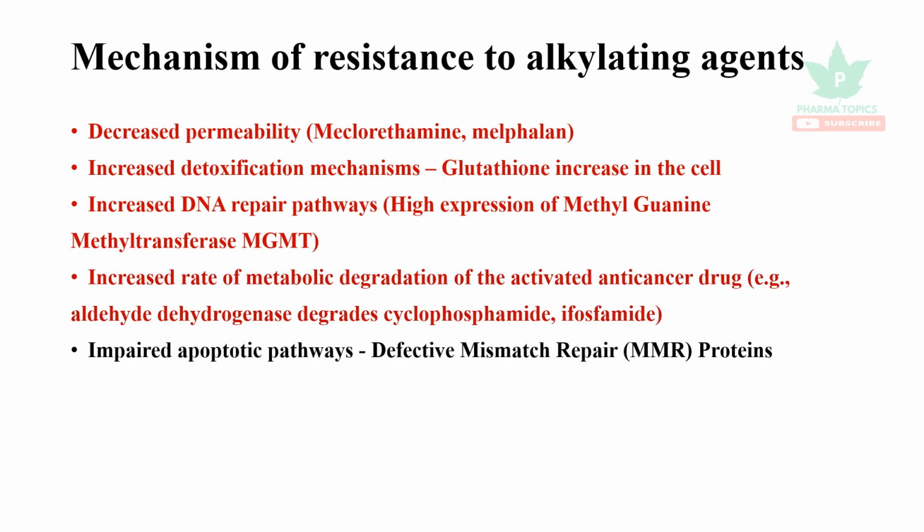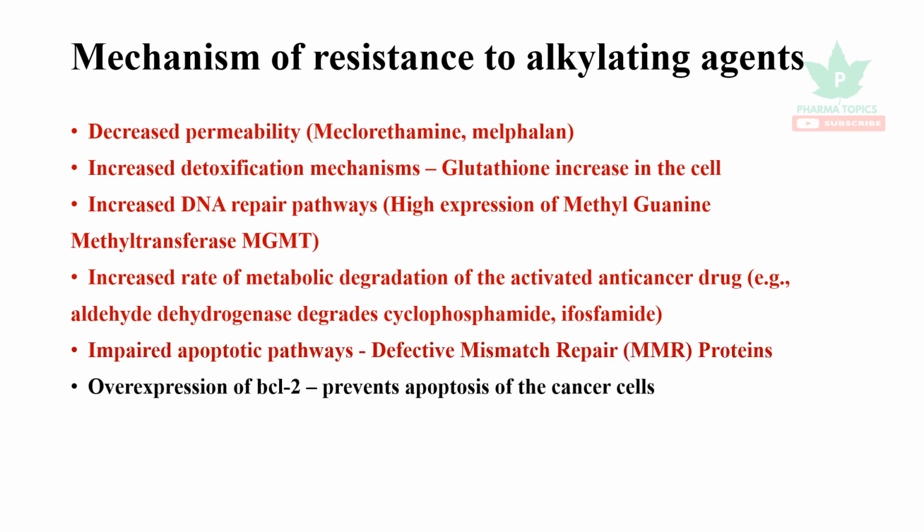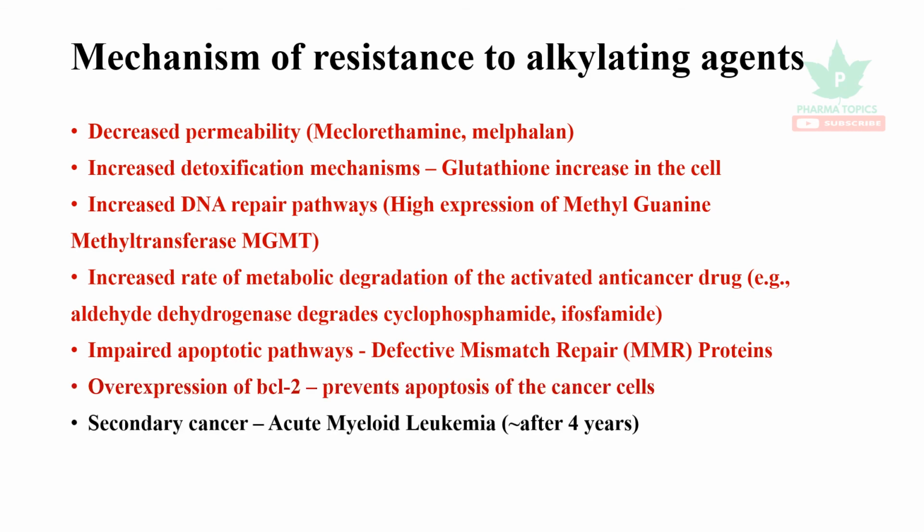Next is the cell may not go for apoptosis because of the mismatch repair proteins, which is not addressed by the apoptotic pathways. The next is overexpression of BCL2. That is a protein which prevents the apoptosis of the cancer cells. The next is emergence of secondary cancer due to this. Example, acute myeloid leukemia. After treatment stopped, even after 4 years this cancer may get expressed. This is the mechanism of resistance to alkylating agents.